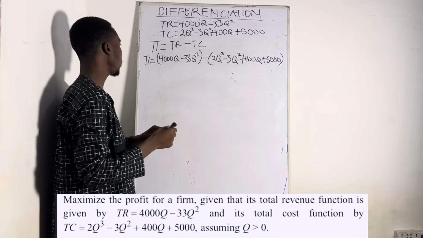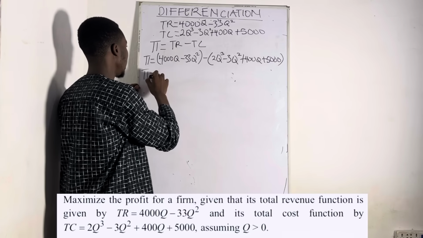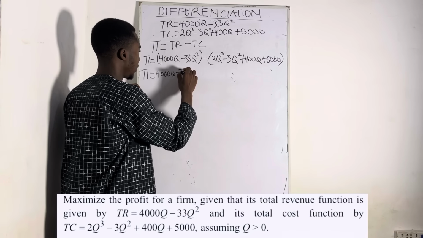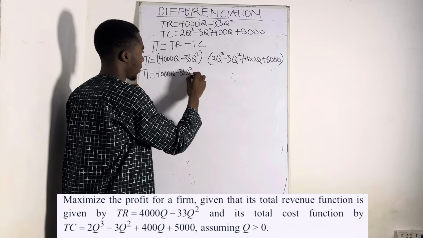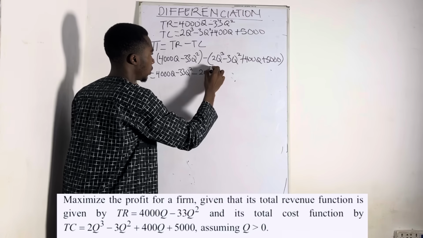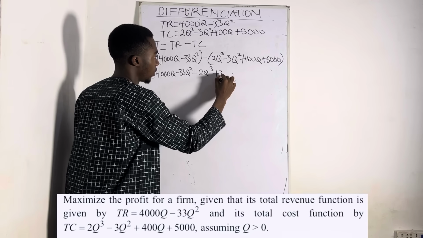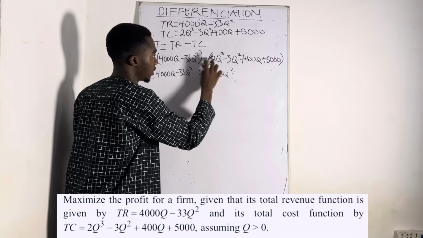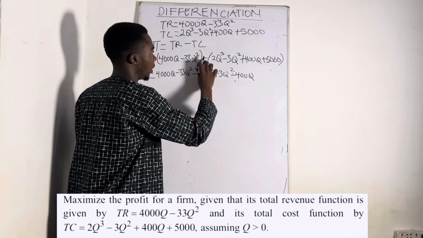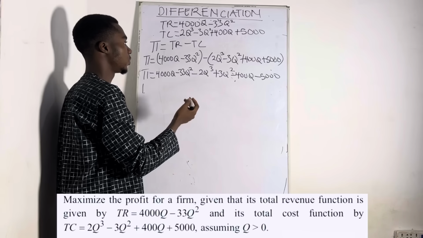So now you can just group like terms. Let's first expand the bracket. Now you are getting our profit to be 4,000k minus 33k squared, and the negative is affecting all here. So negative 2k cubed, the negative 3k squared, so positive 3k squared, the negative 400k, the negative 5,000. Right. Now let's group like terms.